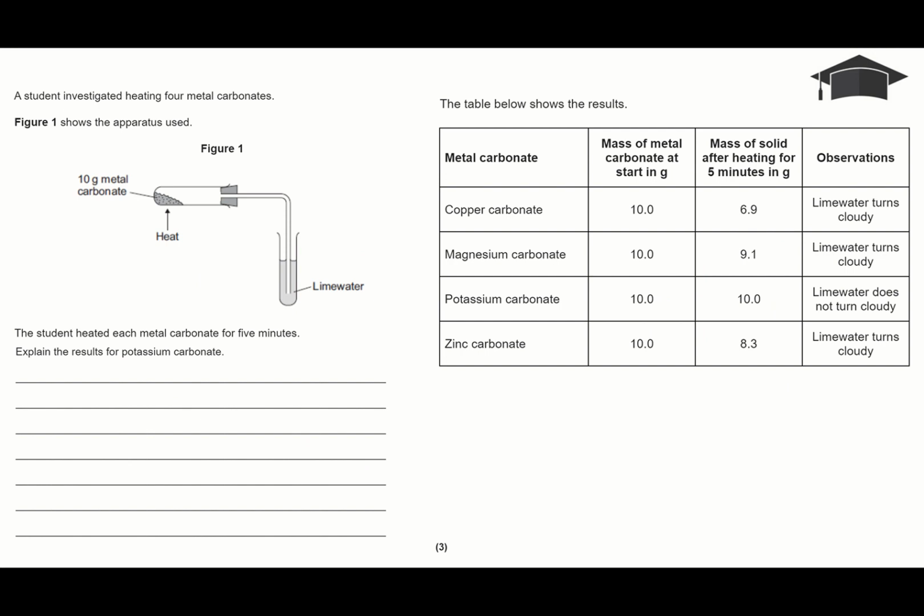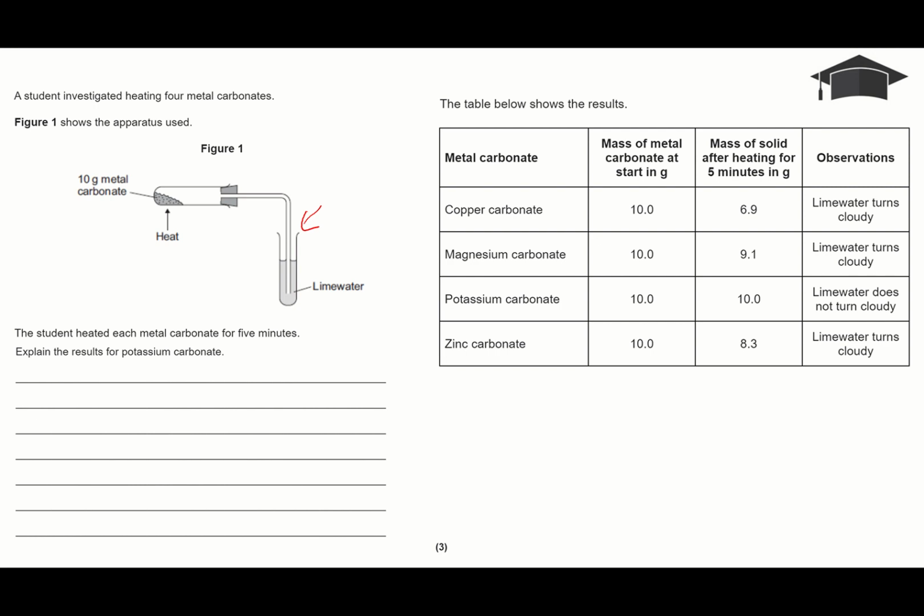So here we have a setup. There's 10 grams of a metal carbonate. It doesn't say which one here because we've got 4 different types. We're doing the same process. As you can see, it's bubbled into lime water. It's not a sealed system because there's no sealing here. That means the gas escapes if a reaction occurs.